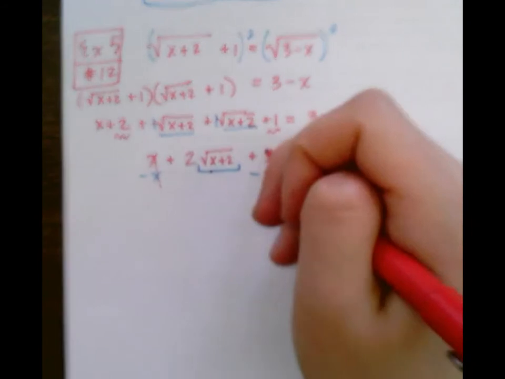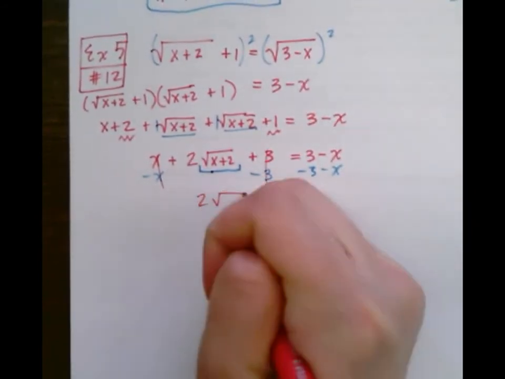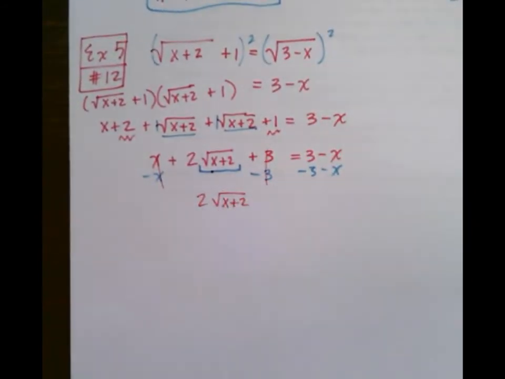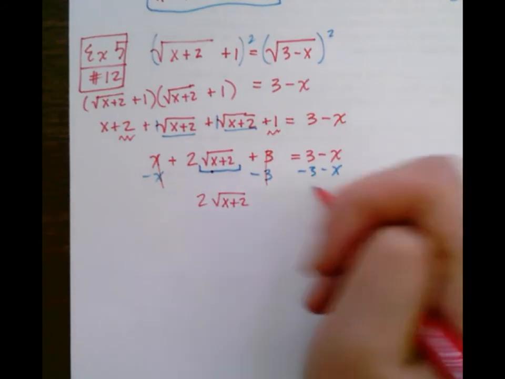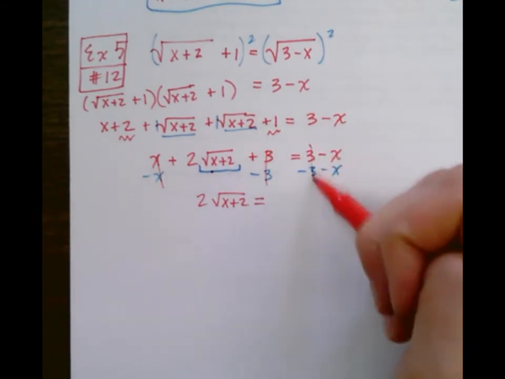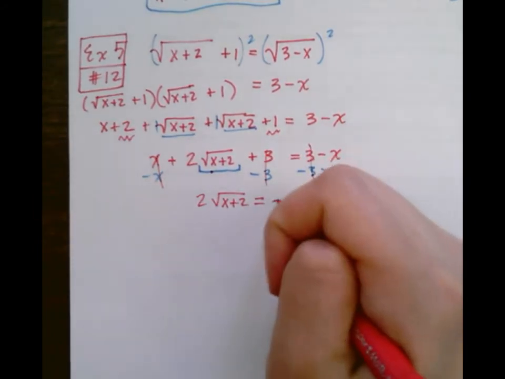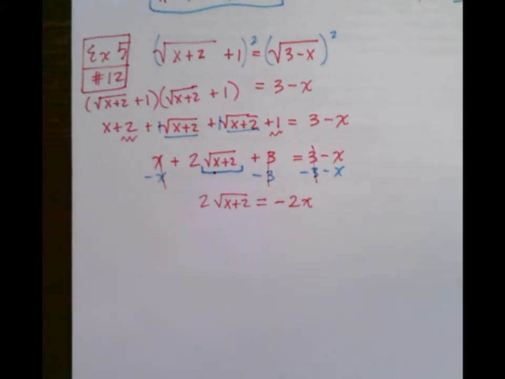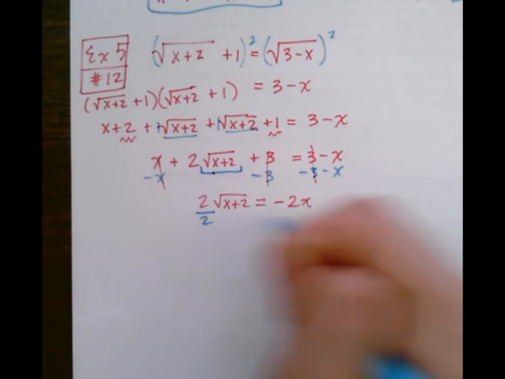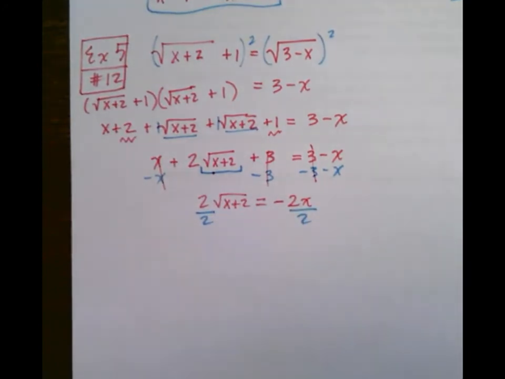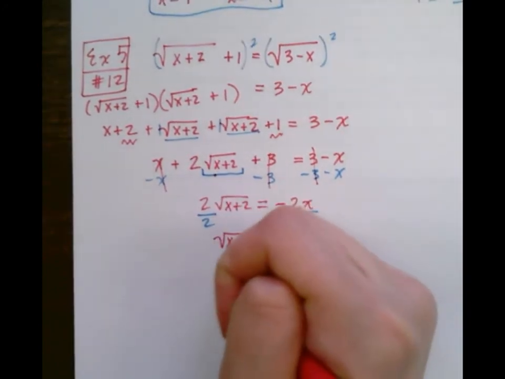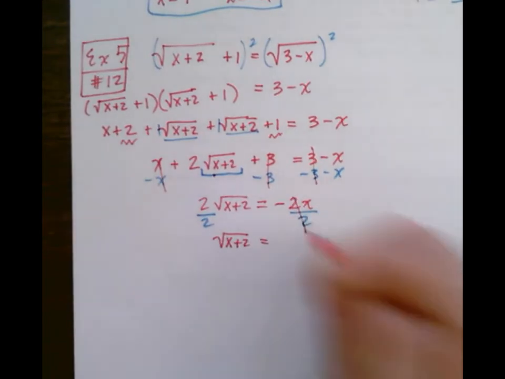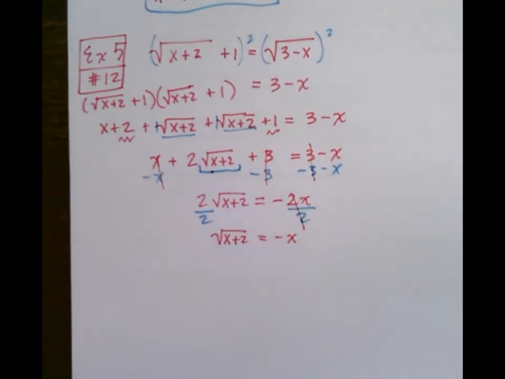So these x's cancel, these 3's cancel, and I have 2 times the square root of x plus 2 is equal to 3 minus 3, that cancels. Negative x minus x is negative 2x. From there, I need to divide out by the 2 out front. And then I have the square root of x plus 2 is equal to negative x.